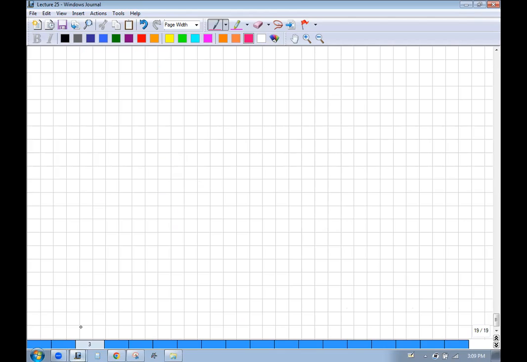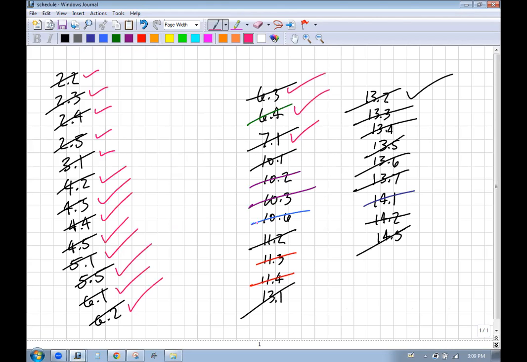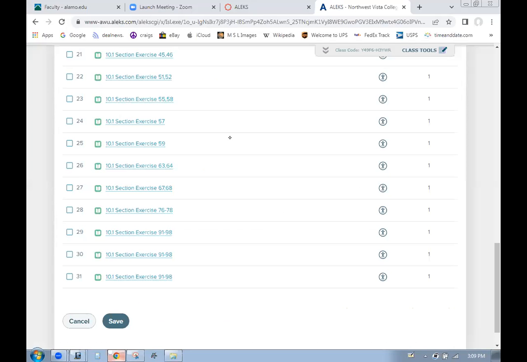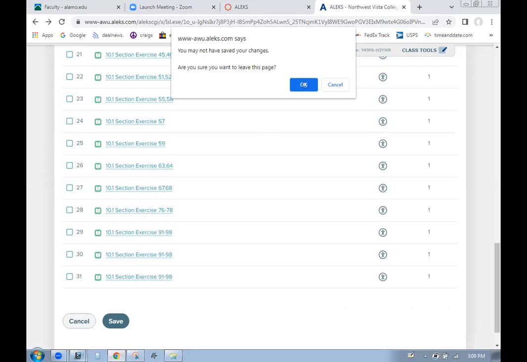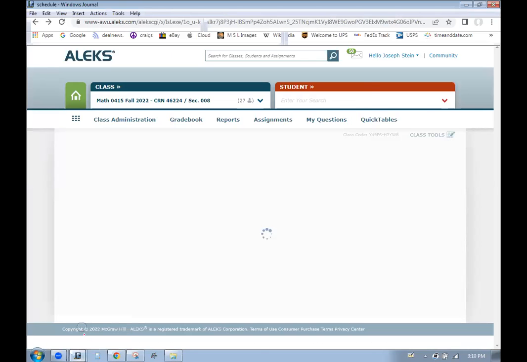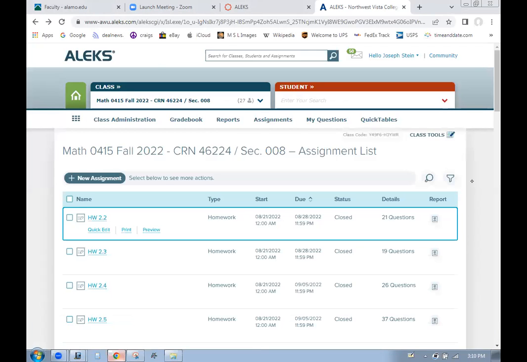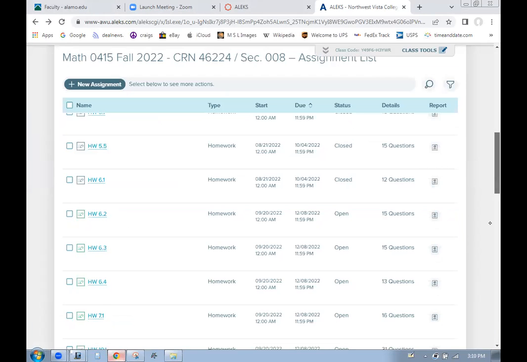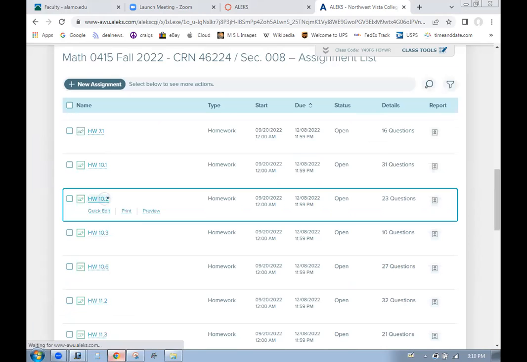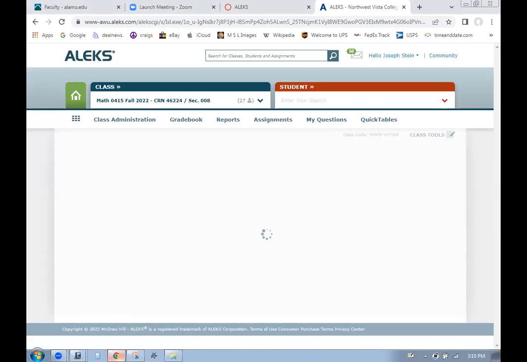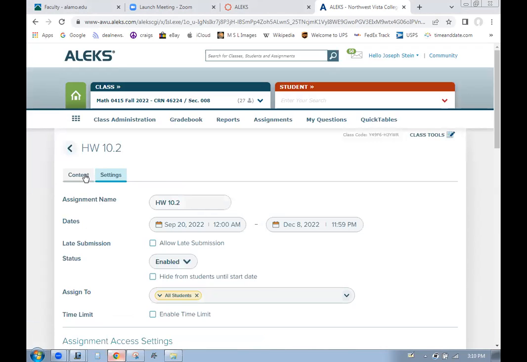So this is 10.1, vocabulary and simple solving. Let's see. Oh, I forgot to look what the next section, 10.2 probably. 10.2, yeah, let's look at 10.2 here. Content.